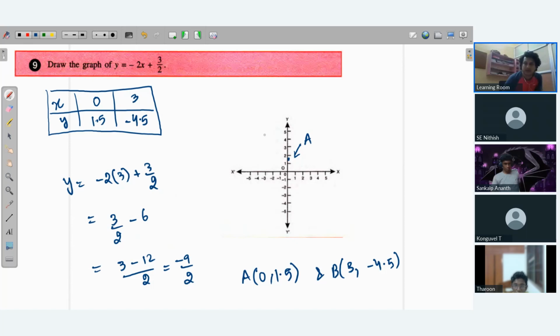Now what's the reason? 3 minus 4.5 will be somewhere, this is minus 4 and this is 3. So 3 minus 4.5 is somewhere here. That is B. Makes sense? Yes, sir. Now I join the line.